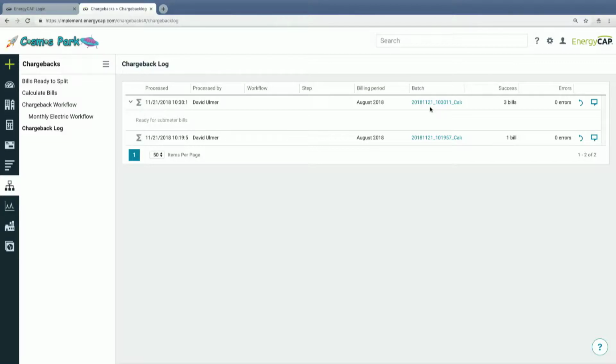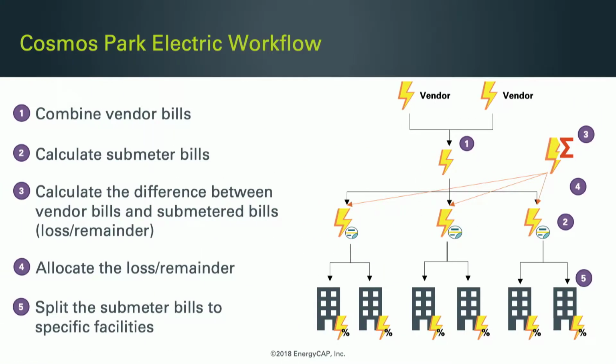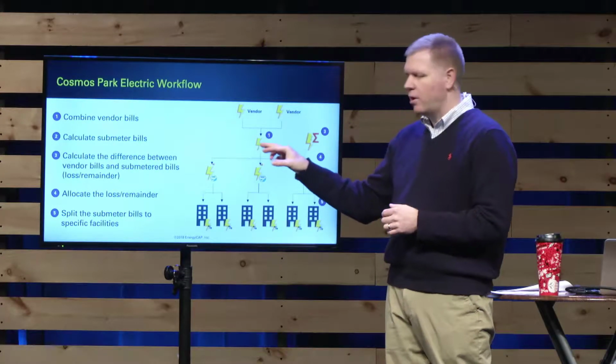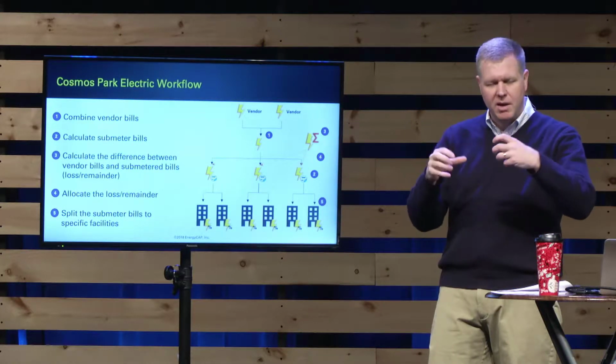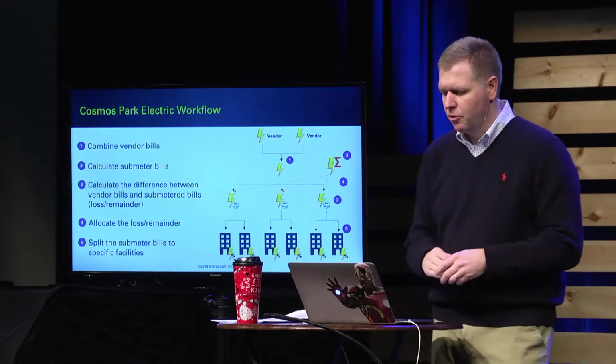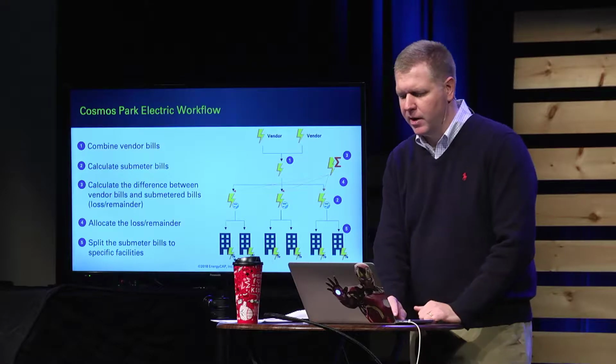We're almost done with our bill calculations, but if you recall, there's one more calculation that we need to perform. And that's here at step number 3 of our workflow. We need to calculate the difference between what our vendor bill was, the combined vendor bill, and what we measured at our submeters. So we're going to do that in the last of our bill calculation setup.